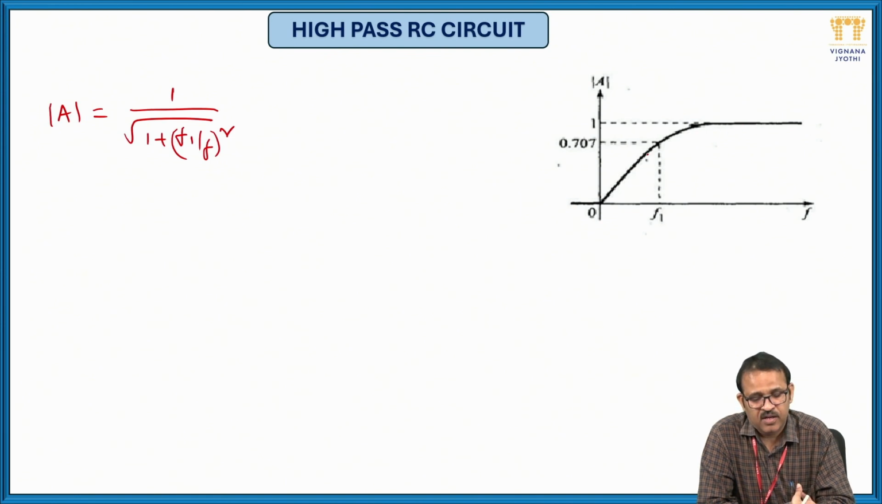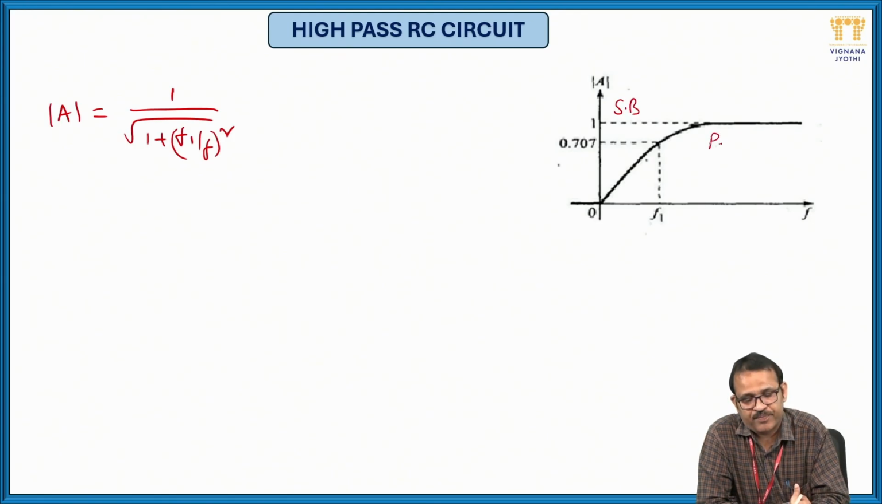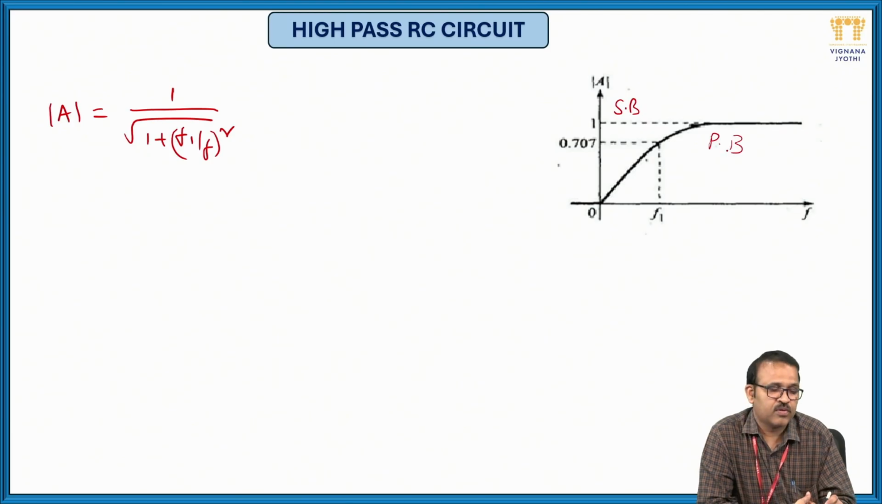So this is the sinusoidal response of the high pass RC circuit, which allows only high frequency signals and attenuates the low frequency signals. Less than the cutoff frequency is the stop band, and greater than the cutoff frequency is the pass band. So this is the response of the high pass RC circuit for sinusoidal input.